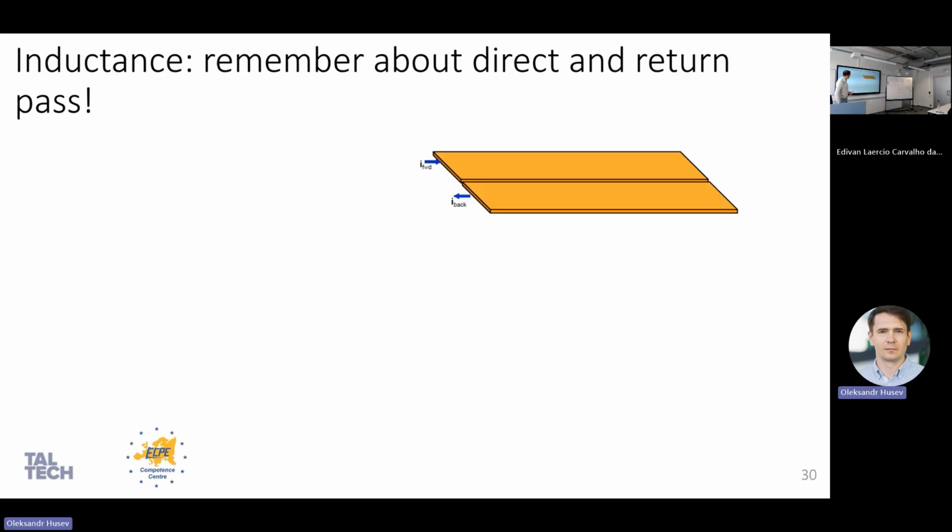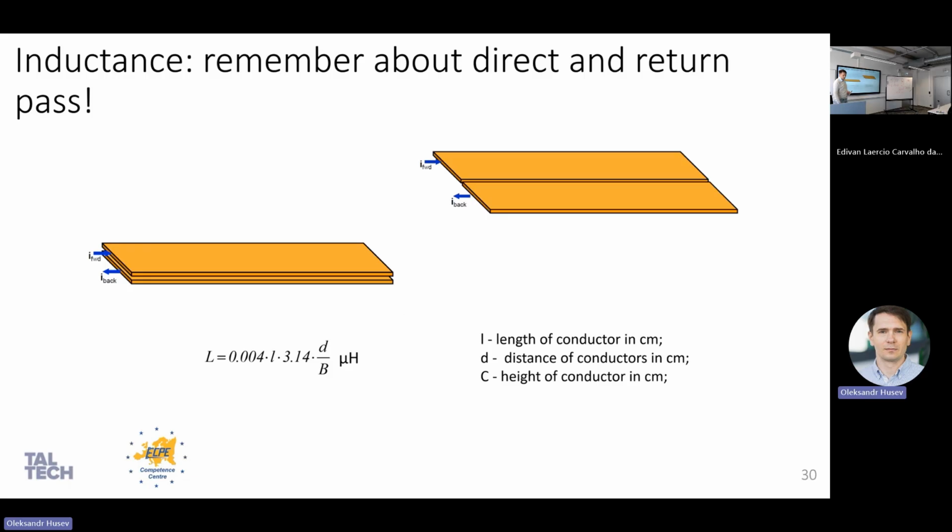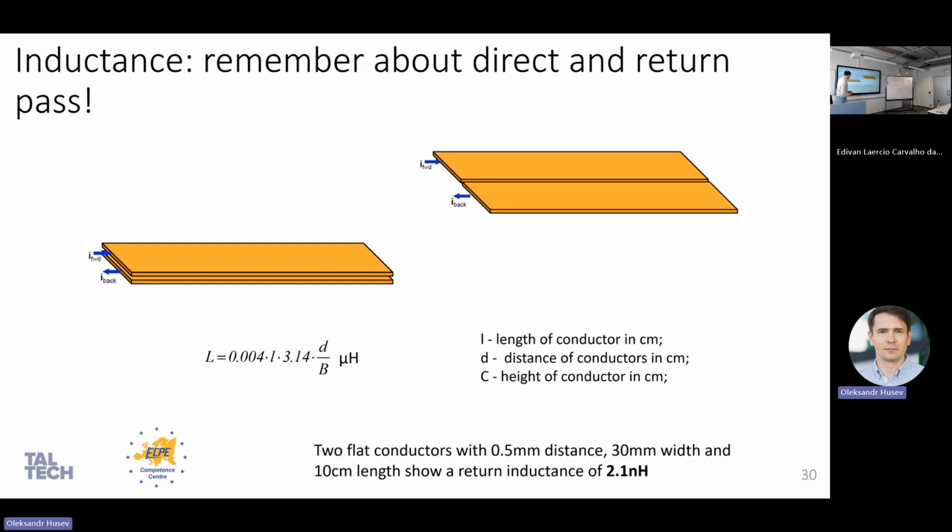Another example, you can put it like this. You can put it like this, right? So this is obviously different layers. And in this case, you have a flat conductor with 0.4 distance, 30 millimeters width, and so on, showing return inductance of 2.1 nanohenry. So if you have return in the direct path, compared to the previous case where you have just a rounded cable without twisting to create return and direct path, you reduce inductance 50 times, right? It works.